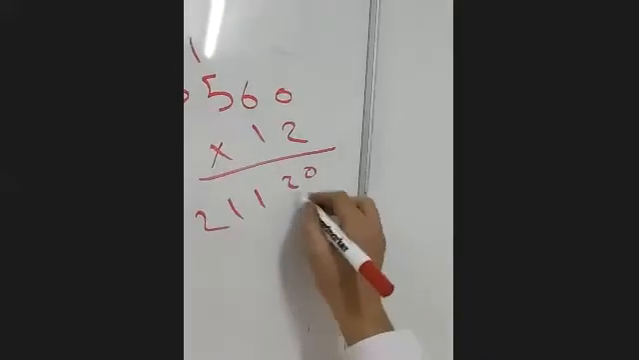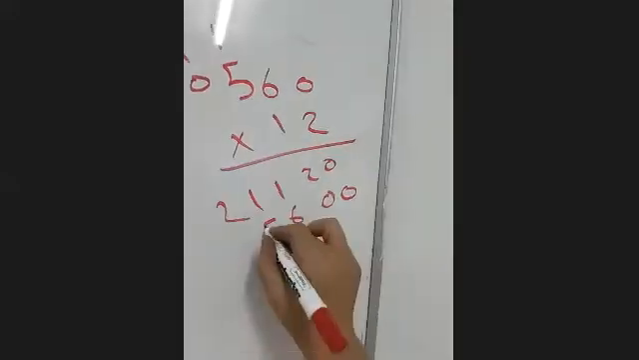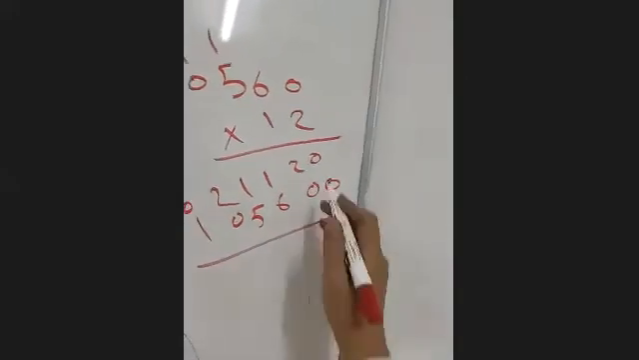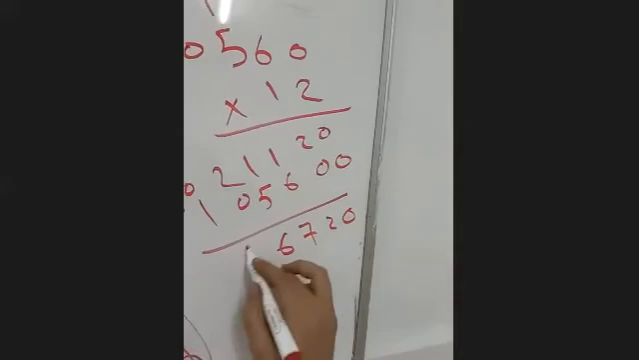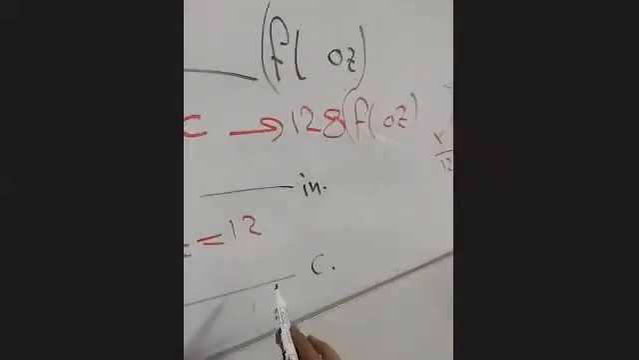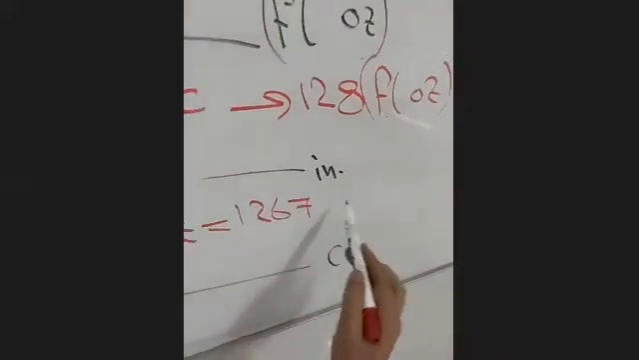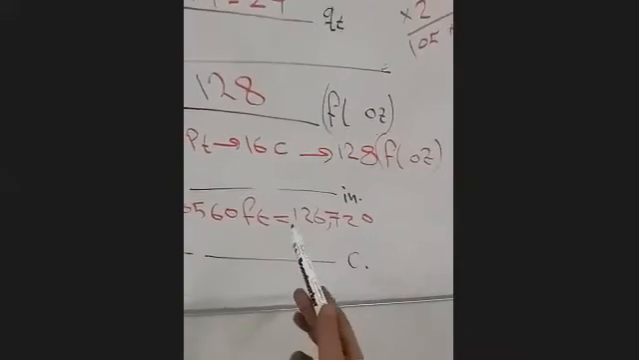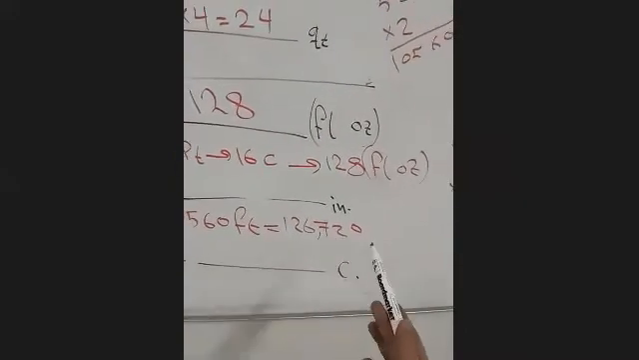1 by 0, 0. 1 by 6, 6. 5, 0, 1. Then you add. You know that. This is my answer: 126,720. Let's read this number. 126,720 what?